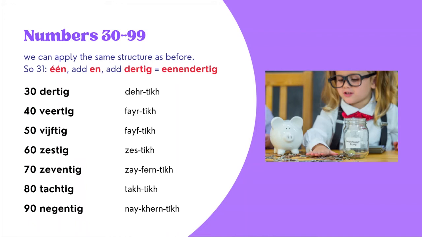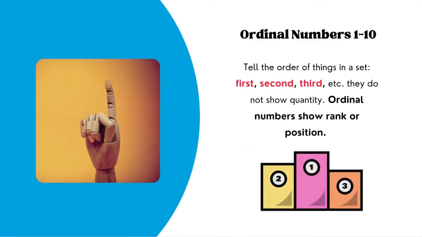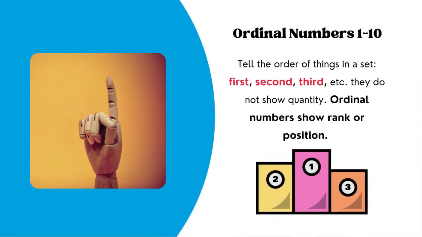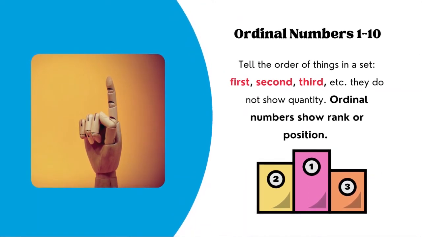But before I give you that tool, I also want to talk about the ordinal numbers. Remember, I talked about that. So what are ordinal numbers? Ordinal numbers tell you the order of things in a set. In English we, for example, say first, second, third. They do not show quantity. Ordinal numbers show rank or position.